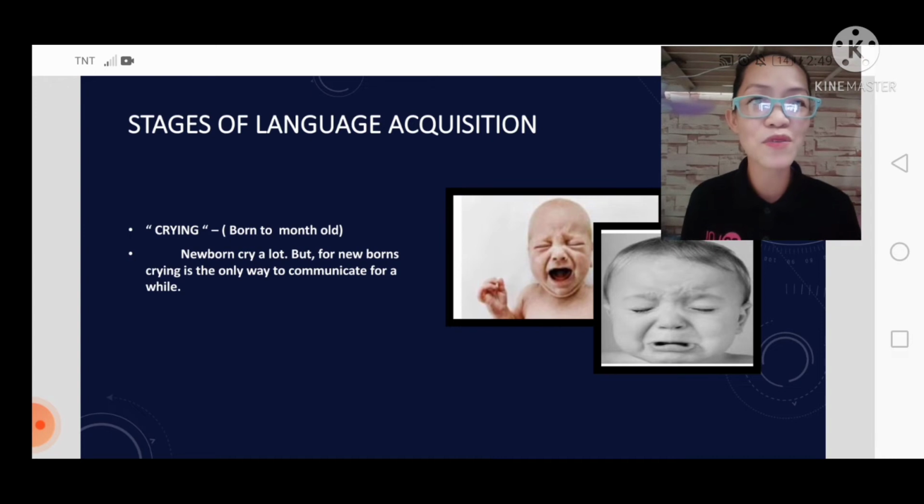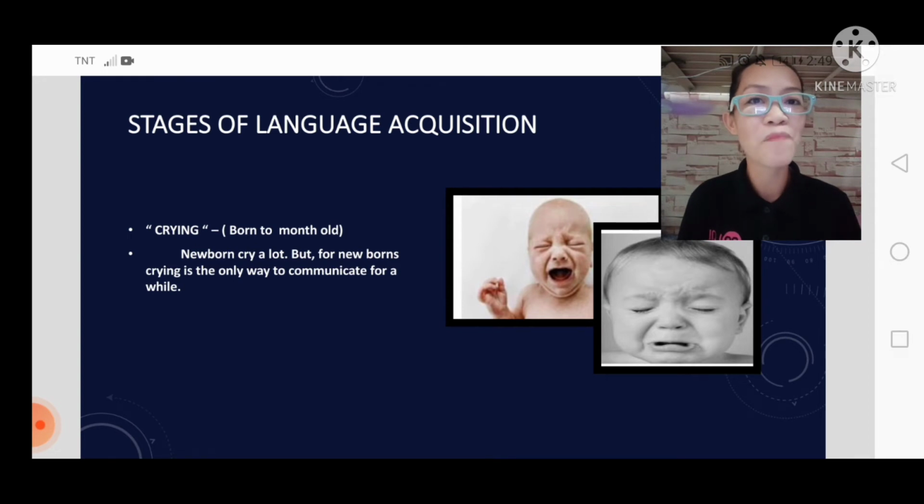So we are going to move on to our next slide, the stages of language acquisition. As you can see, we have pictures of infants crying. That is the first stage of language acquisition of infants. Newborn babies cry a lot, and for newborns, crying is the only way to communicate for a while.